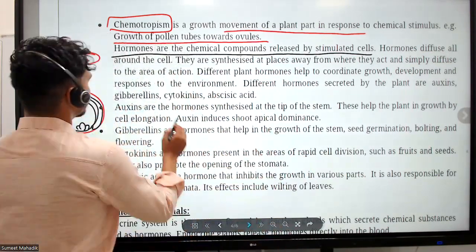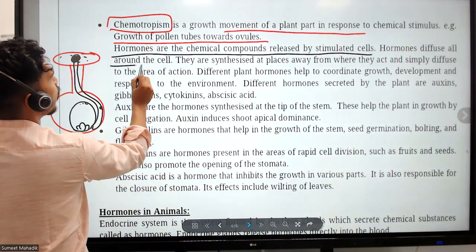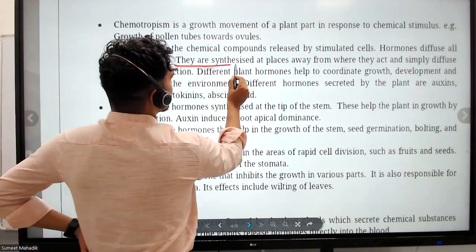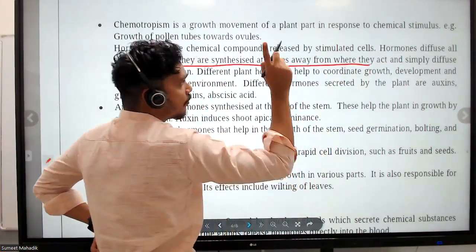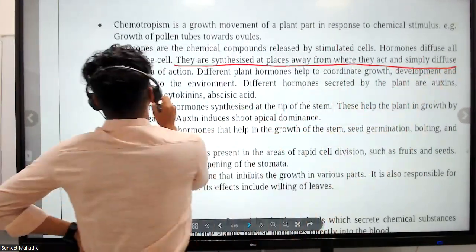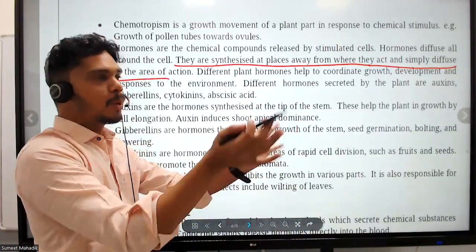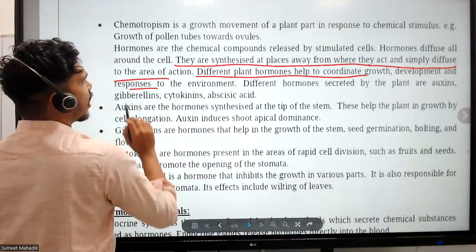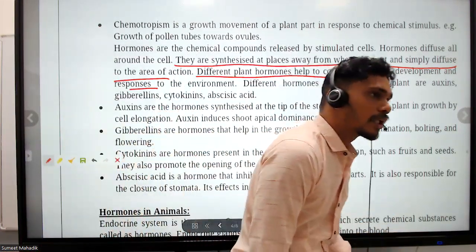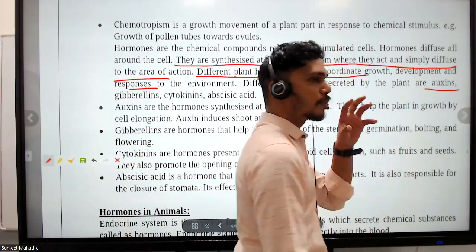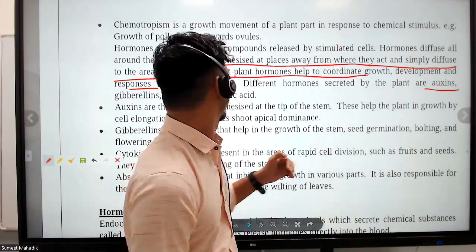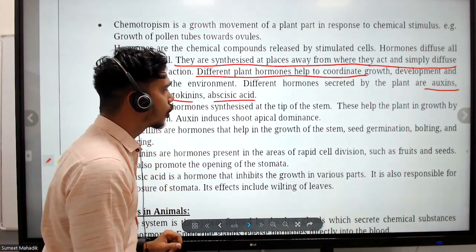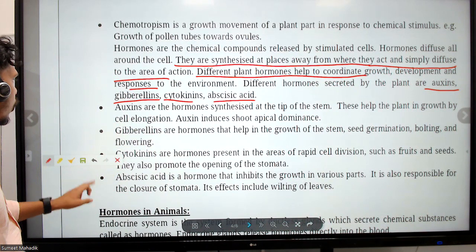Okay. So hormones diffuse all around the cell. Do you agree with this? Yes. They are synthesized at a place away from where they act, and simply diffuse. What is diffusion? The movement from higher to lower concentration. Different plant hormones help to coordinate growth, development, and response. How many plant growth hormones are there? Auxin is responsible for the shoot growth. Then gibberellin is important. Okay, cytokinins and abscisic acid are also there. So let's see what their roles are.